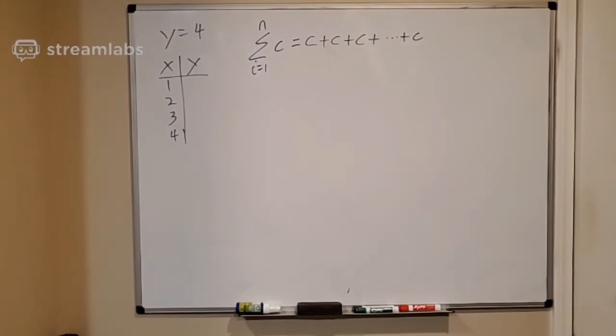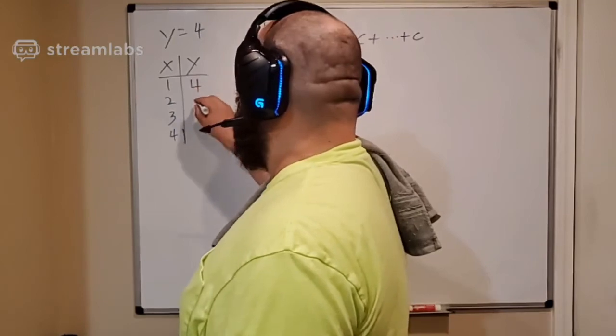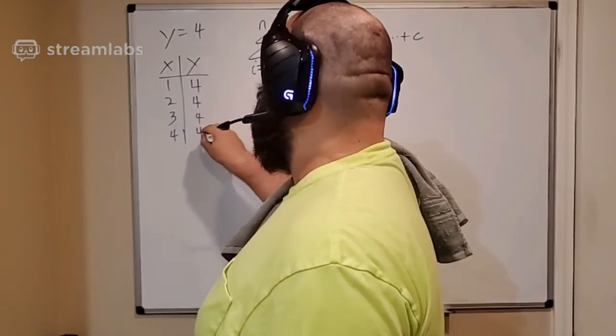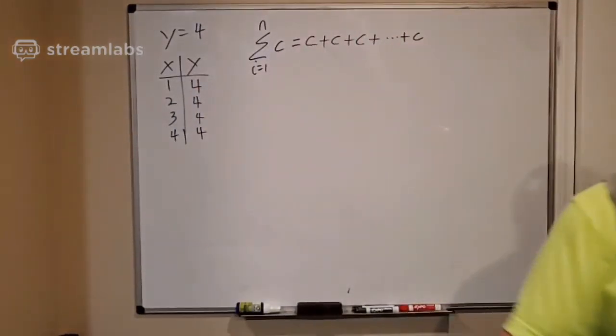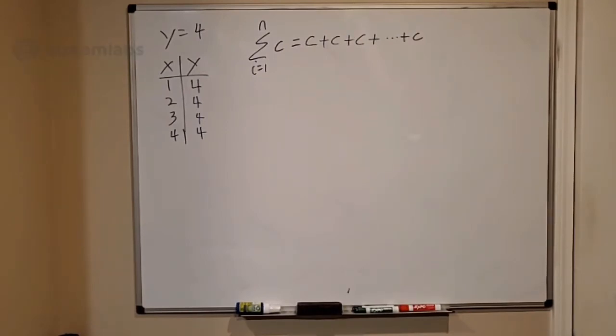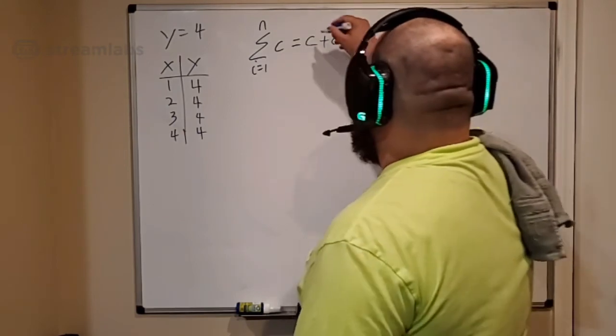I would get 4. Same value I'd get every single time. So no matter what x is, I always get 4. It's the same thing here, except it's some value c. I don't know what that c is. Well, the question is, how many c's would I have? Until n. I would have n of them.